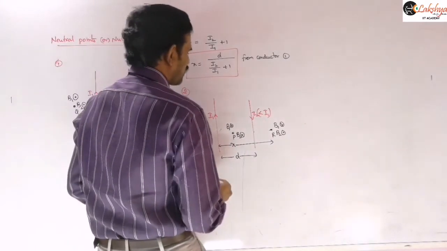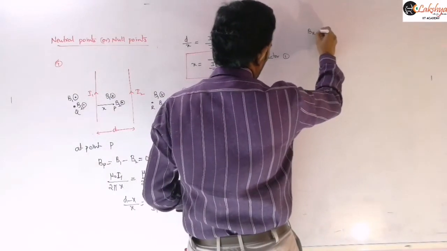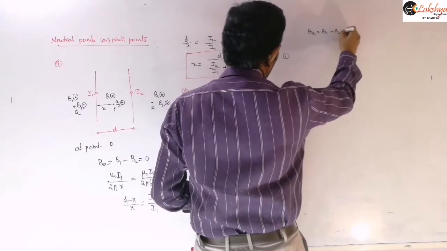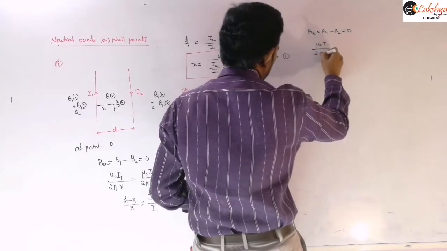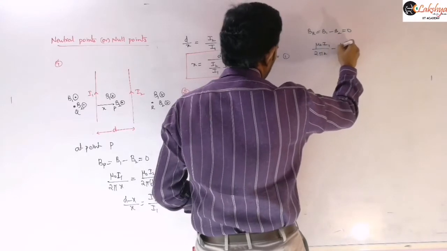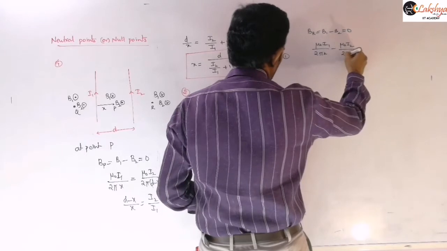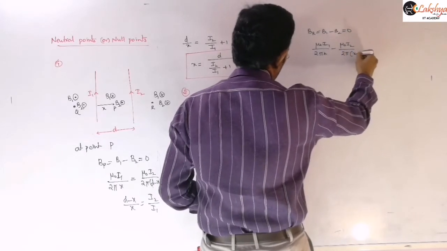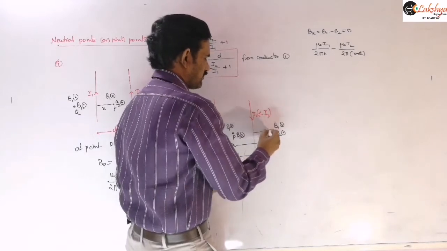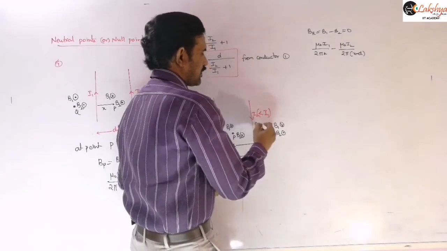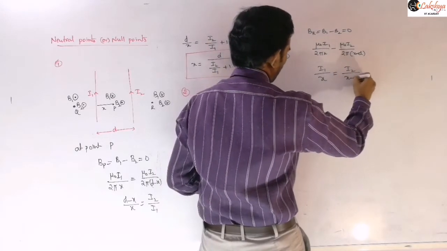Here we can equate the magnetic field at this point R: B1 minus B2 should be equal to 0. So mu naught I1 by 2 pi x minus mu naught I2 by 2 pi (x minus d) equals 0. Now on this side, the distance will be x minus d. And so I1 by x is equal to I2 by x minus d.